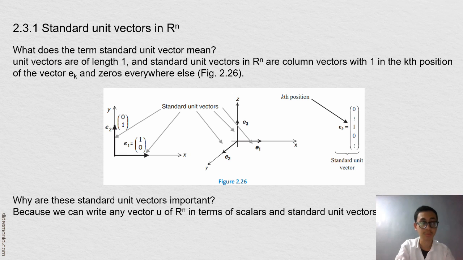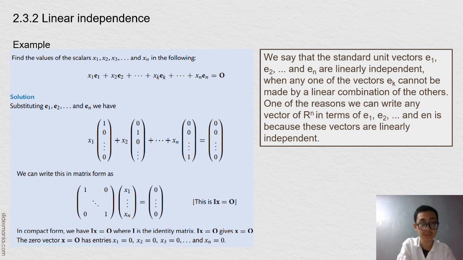Linear independence. Standard unit vectors in R n. What does the term standard unit vector mean? Unit vectors are of length 1, and standard unit vectors in R n are column vectors with 1 in the position k of the vector, and zeros everywhere else. Why are the standard unit vectors important? Because we can write any vector in R n in terms of scalars and standard unit vectors.